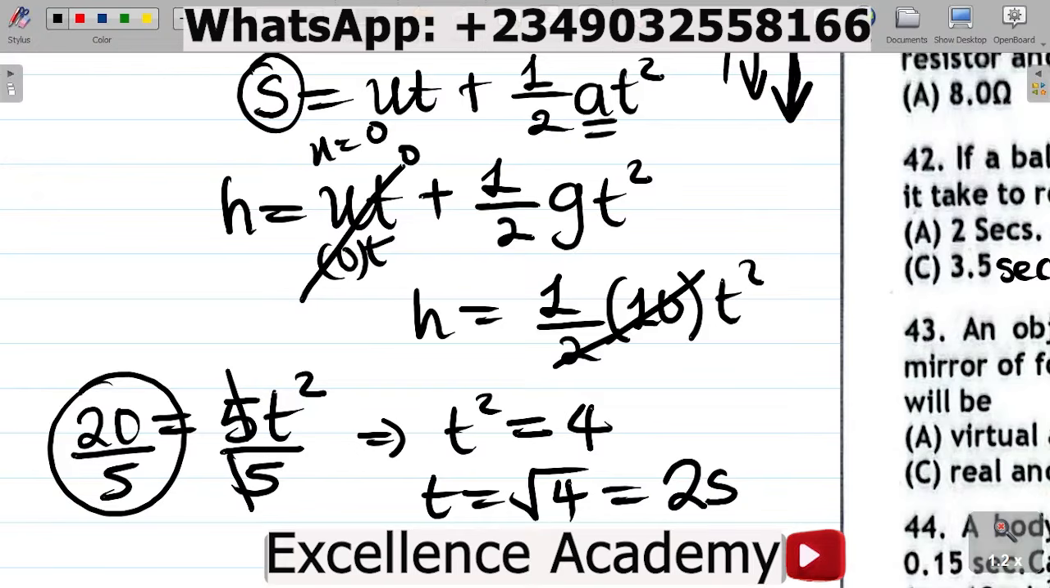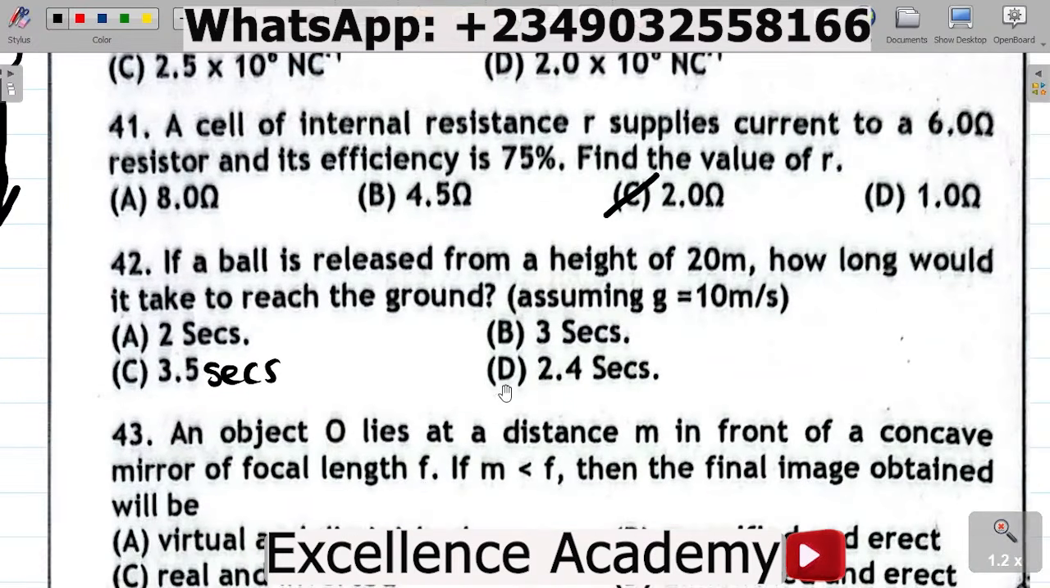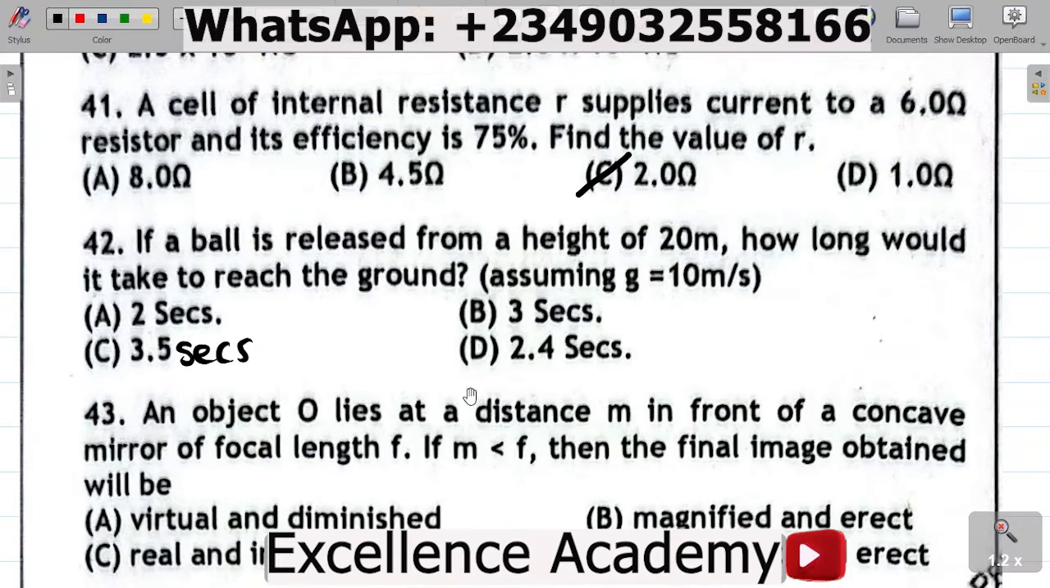Time is in seconds. So t becomes 2 seconds. So in essence, for this question, the correct answer for 42 is 2 seconds. That's option A, 2 seconds.